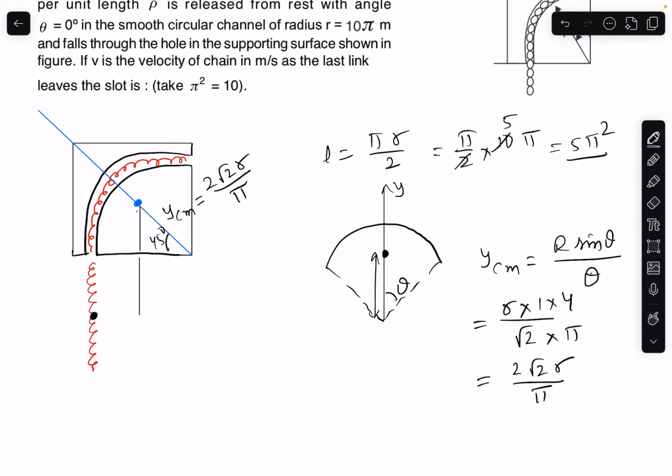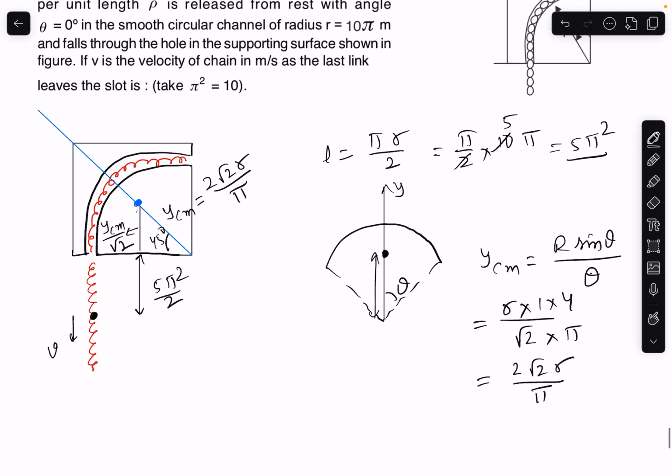And since this chain is falling, all the parts of this chain, along with the center of mass, will have a common velocity v. This v we have to find out. Now the length of the chain is 5π², so this half length will be 5π² by 2, and this length will be y_CM sin 45 degrees, or y_CM by root 2.